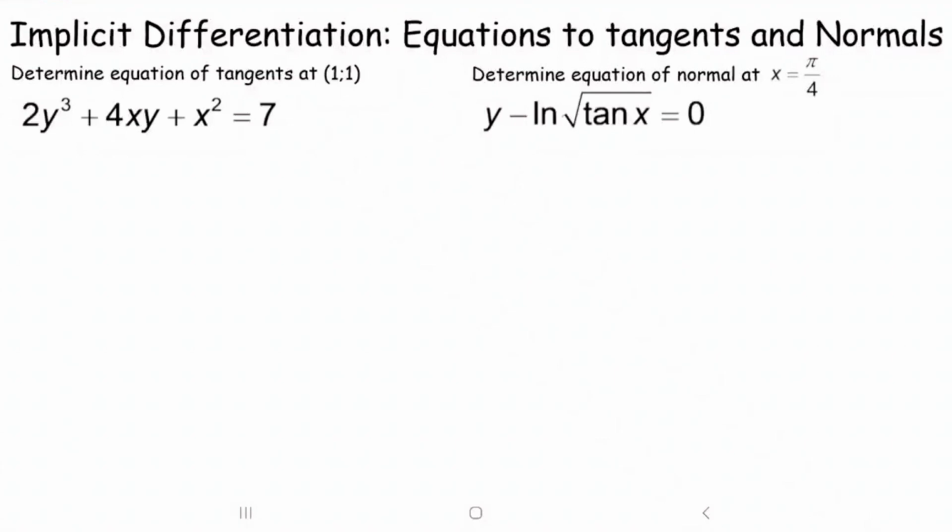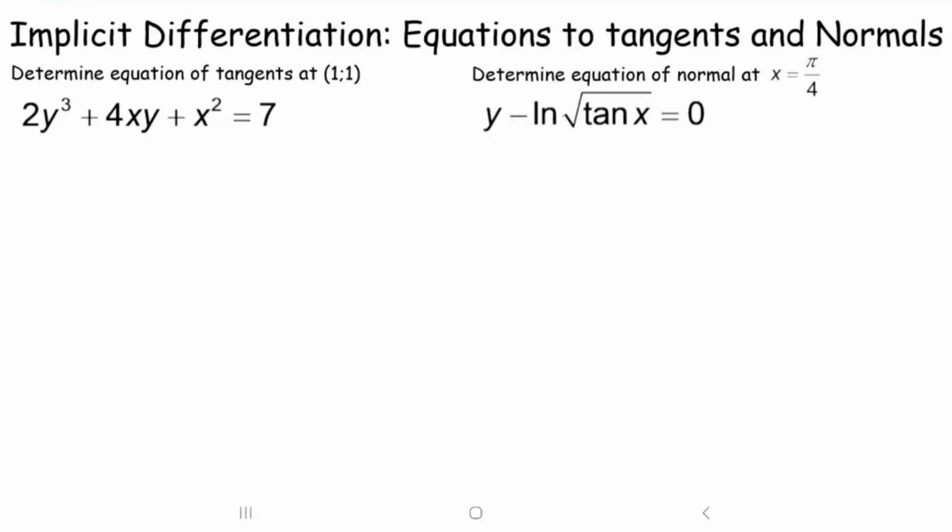All right, so in this video, we're going to be dealing with applications of implicit differentiation to finding equations of tangents and equations of normals. So let's start with the first one. Determine the equation of the tangent at the point (1, 1).